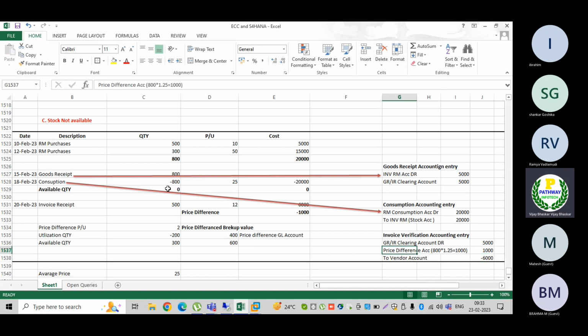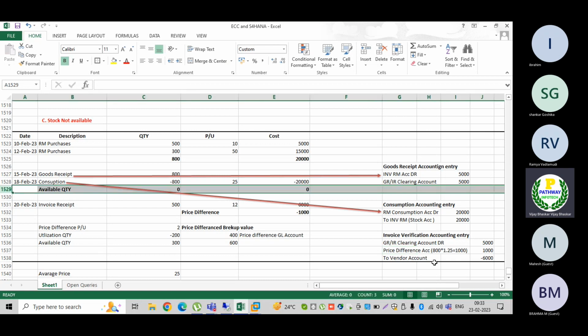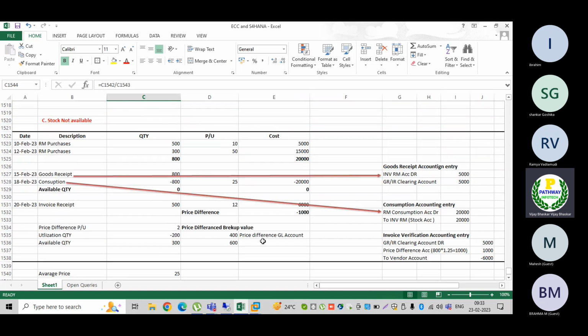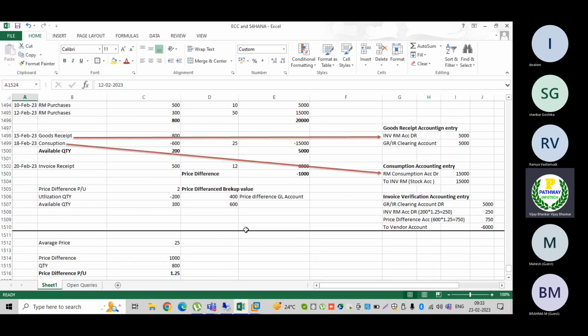Because the available quantity is 0 here, if there is no stock I cannot show it in my inventory account. The average price is the same, and how this price difference has arrived, I have calculated here. Now you can see, once you receive the invoice against this purchase order, you can show the same entries. So this is the complete process.